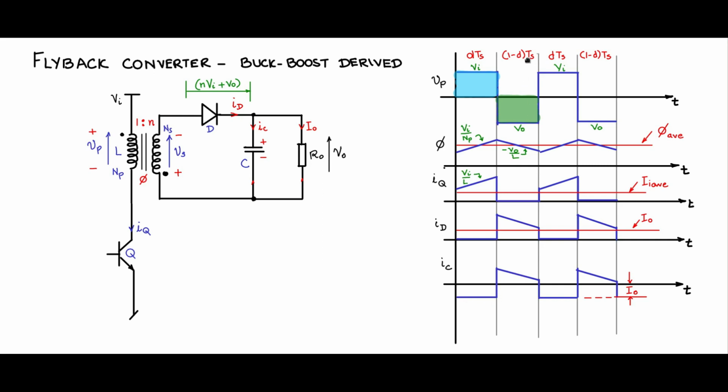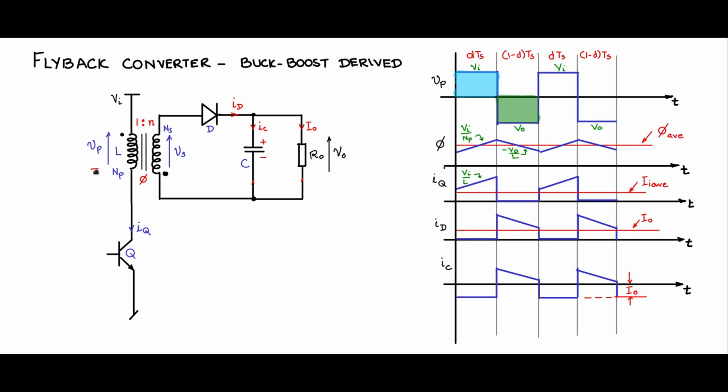Now let us take the time period 1 minus DTS. During 1 minus DTS, Q is off. So the Q is switched off, IQ will become 0. And what will happen to the polarities of the primary and the secondary of this inductor?